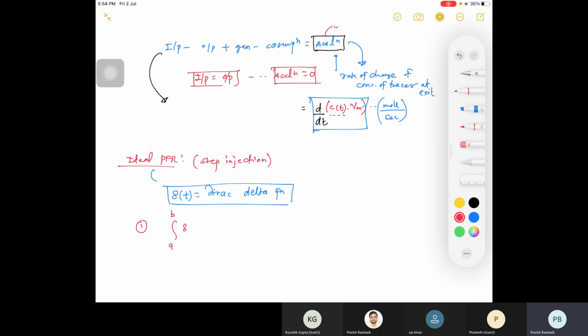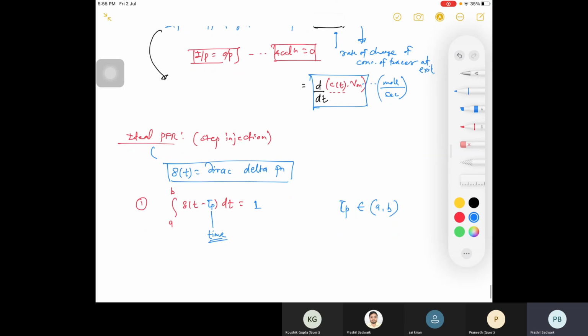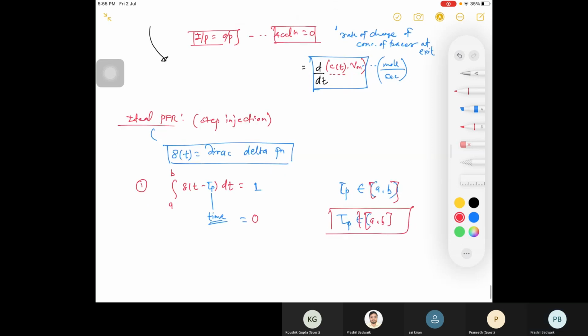Okay, del of t minus, suppose your x is there, dt will be there. So you can consider x as a point, or it is a time at which you need to calculate the value, or instead of this you can write it as tau p. So if this tau p belongs to the closed interval a comma b, then you will be having value 1. And if it is not belonging to this interval, then you will be having 0 value.